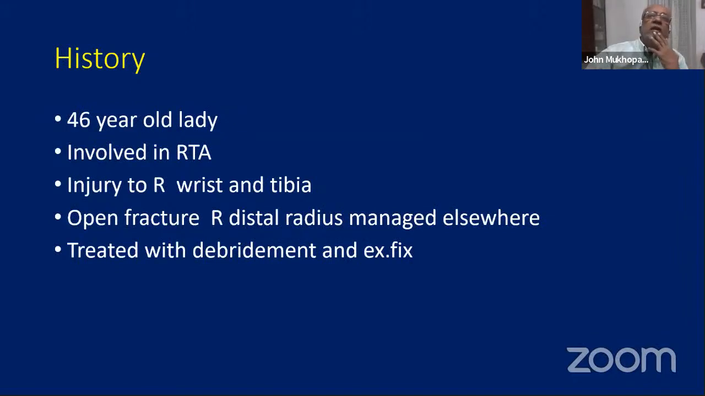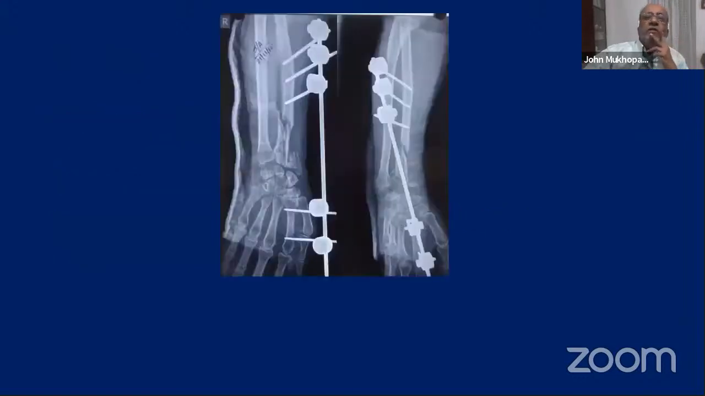This was a 46-year-old lady who was involved in a road traffic accident. It was an open fracture which was managed elsewhere. It was treated with debridement and an external fixator. And she came to us with severe pain and stiffness of the fingers. There was clear-cut CRPS, but no obvious infection, so the ESR rates, etc., were normal.